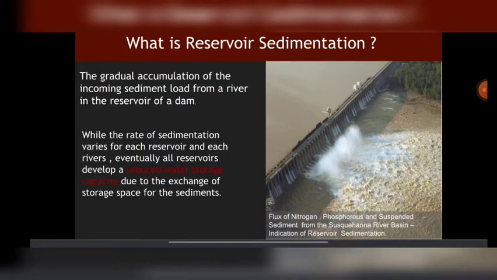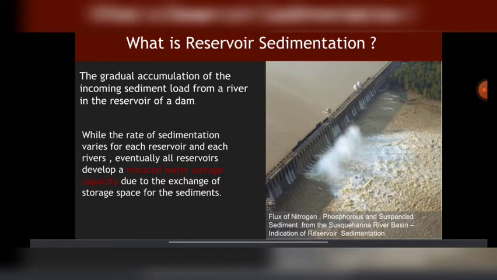What is reservoir sedimentation? All the rivers carry a certain amount of silt eroded from the catchment area during heavy rains. This gradual accumulation of the incoming sediment load from a river in the reservoir of a dam is called reservoir sedimentation. Flow velocity of water reduces when it reaches the reservoir, so the sediment settles, thus reducing the space for water storage, which results in reduction of efficiency of the dam.